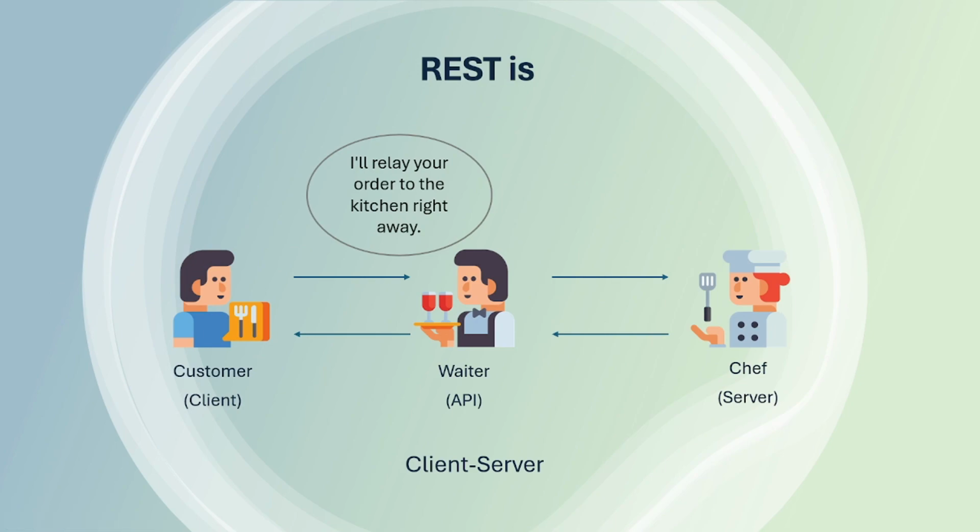Client server. In other words, separation of concerns. The client handles the user interface and the server handles data storage and business logic. The customer and the kitchen are separate entities that interact with the waiter. The customer focuses on eating the meal while the chef focuses on cooking.